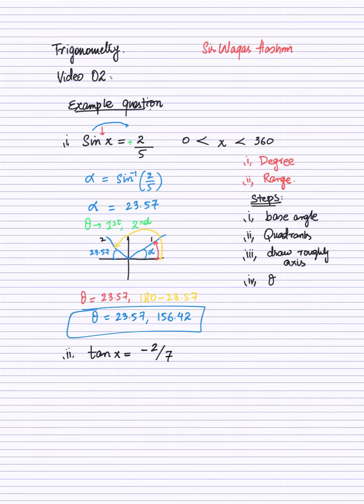Now there is one more example: tan x is equal to minus 2 upon 7. It will be good if you pause the video at this time and try it by yourself, and then see its solution.